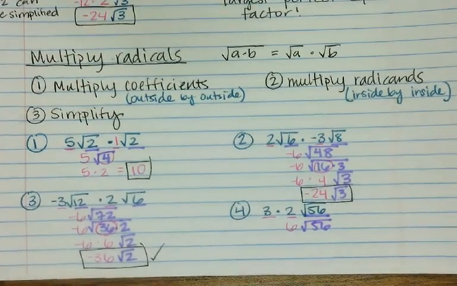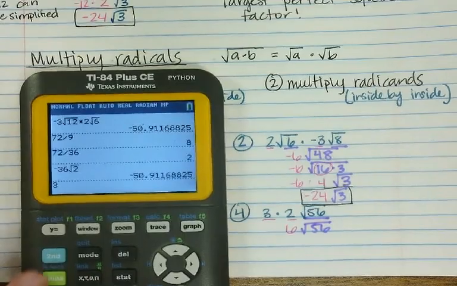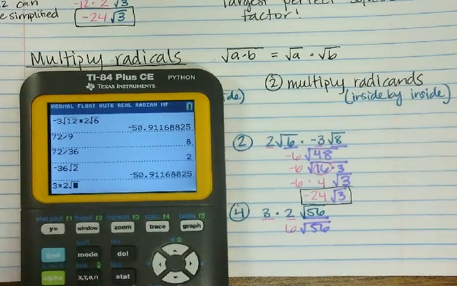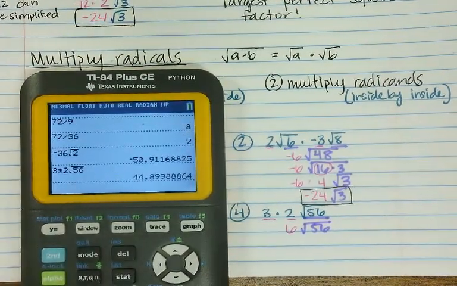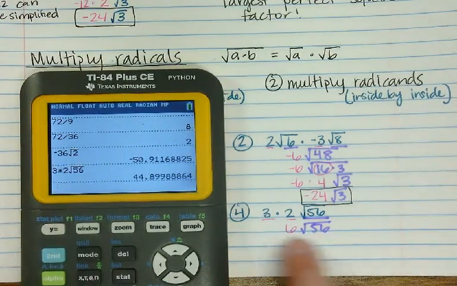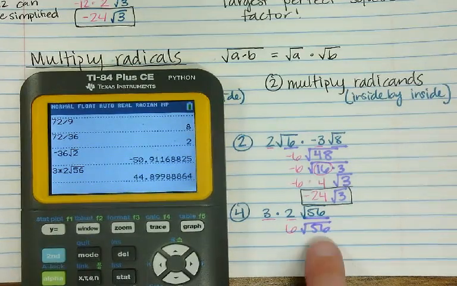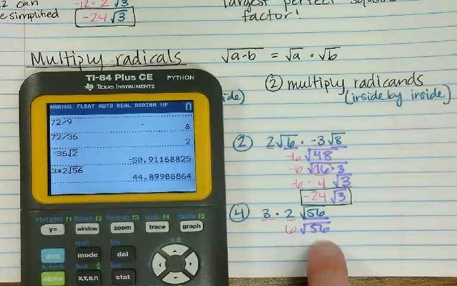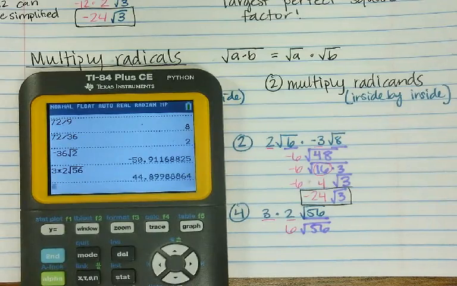Okay? Oh, man, once again, I forgot to check. 3 times 2 times the square root of 56. Nope, that does not give me a nice whole number. So that's 6 times the square root of 56. So now, guys, what we are going to do is we have to figure out what's a perfect square that goes into 56.